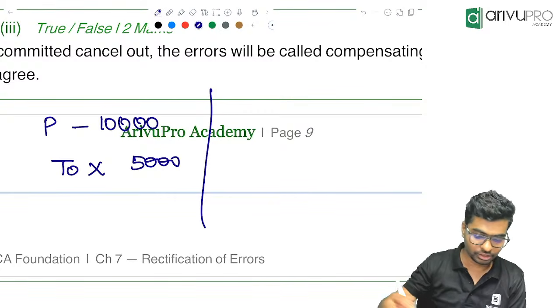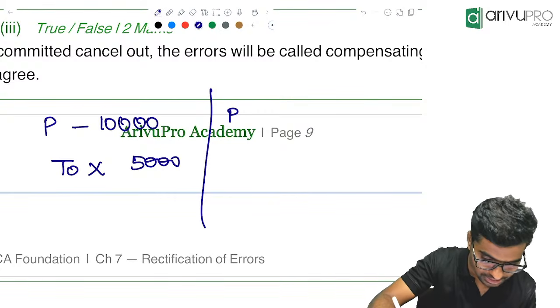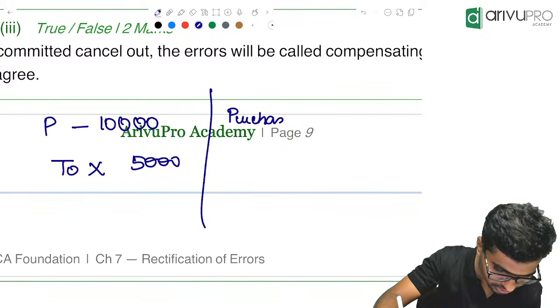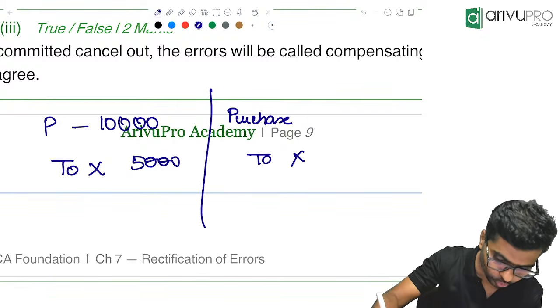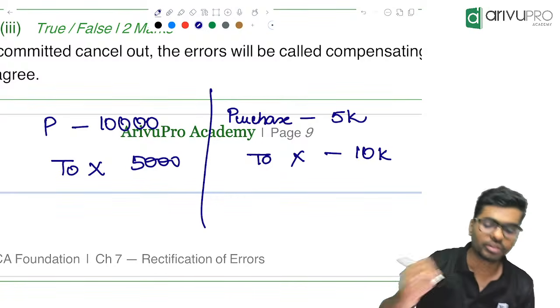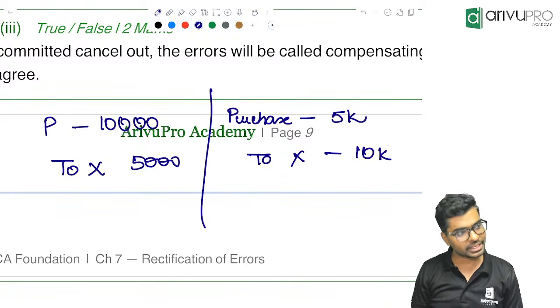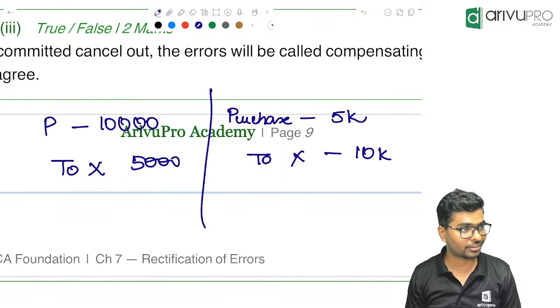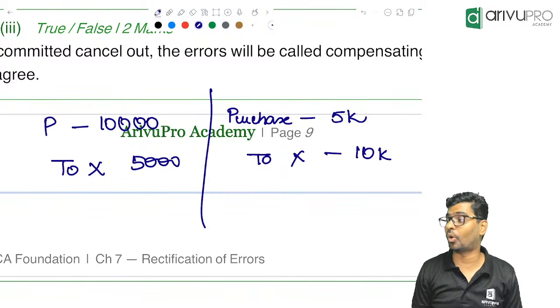Is this an error? I wrote the next one as, again, a purchase. I wrote it as purchase 2x. Here I wrote it as 10k. Here I wrote it as 5k. Is this an error? Together, when you count, what is happening?